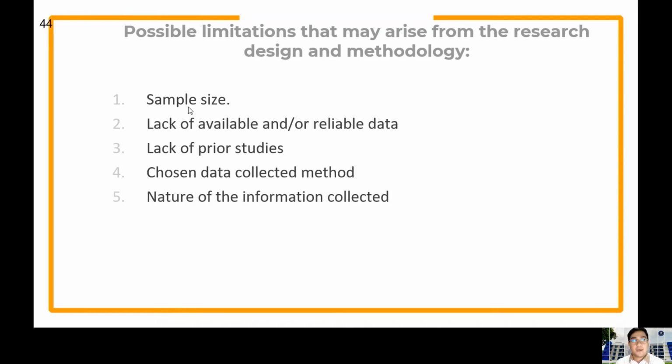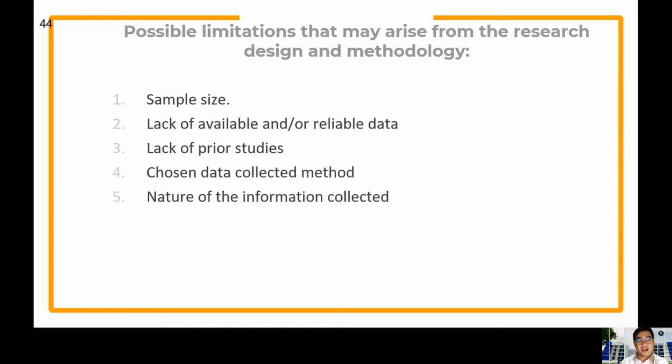For sample size, maybe for your variable and attributes, if you want to study a certain phenomenon between males and females, it's not balanced. It's because there are perhaps more female participants rather than male participants. Same if you go at it with age. Lack of available and or reliable data, so there is not enough data to come by when it comes to your variables.